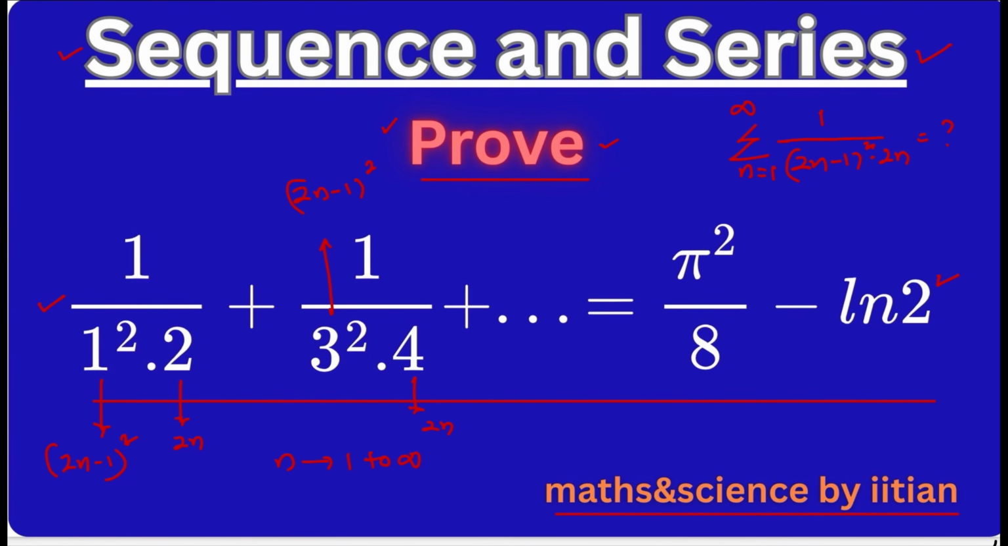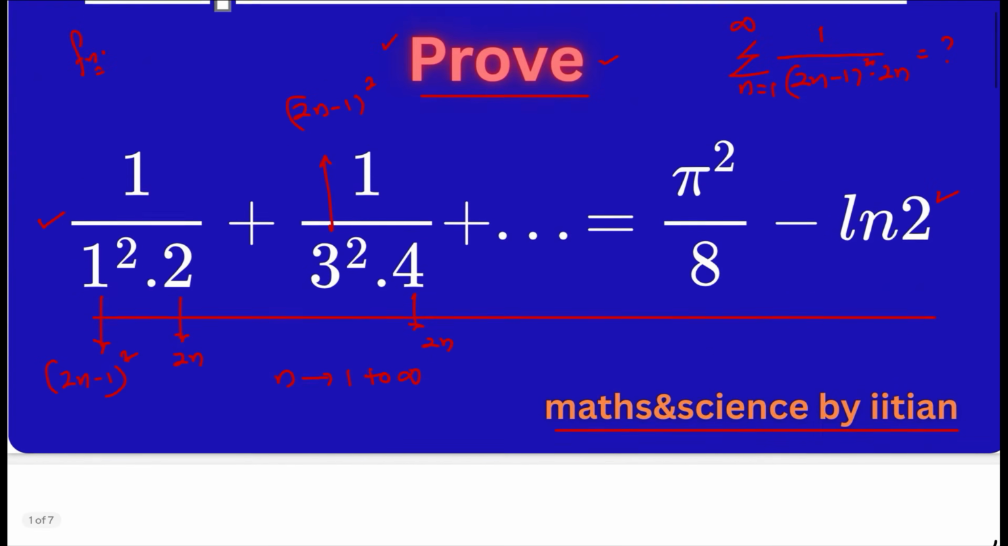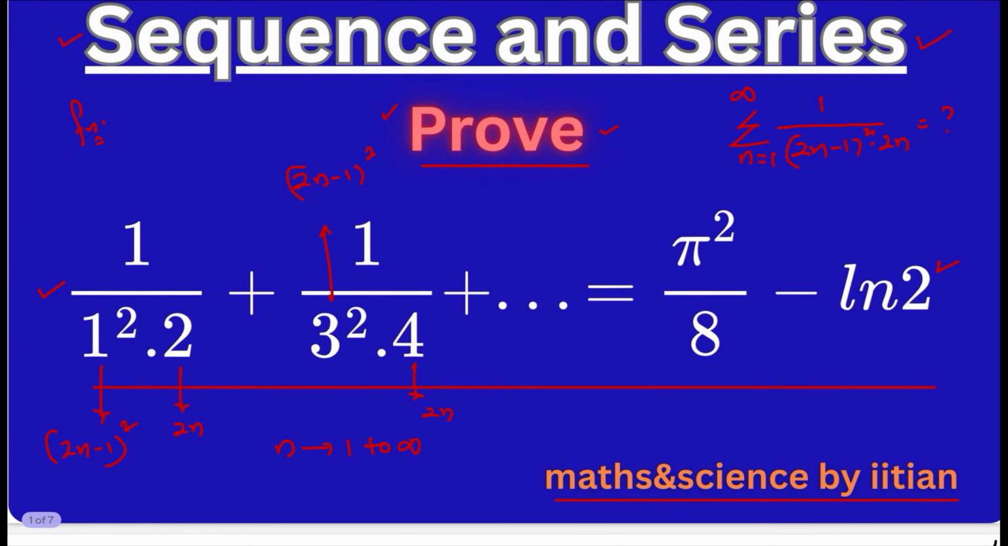It's a very good example to understand the concepts behind the series functions, and it's a very good series function problem. A function is defined by an infinite series, then its value will be how much? Does that series converge to a fixed value or will it diverge to an infinite value? From the problem, it converges to a fixed value. That value is pi square by 8 minus ln2. That's what we have to prove.